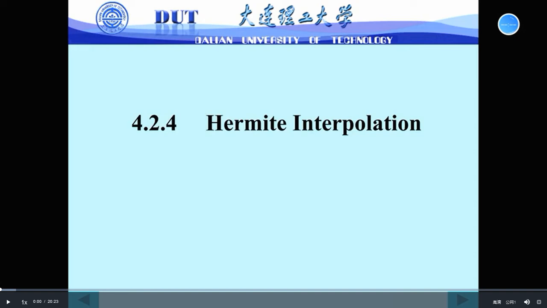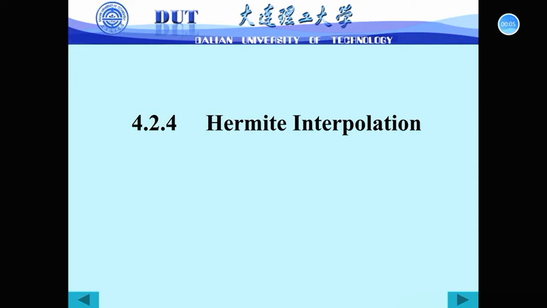Hello everyone, let's come to the fourth subsection, Hermite Interpolation. Now we will introduce you to another interpolation method named Hermite. This is different from Lagrange Interpolation.